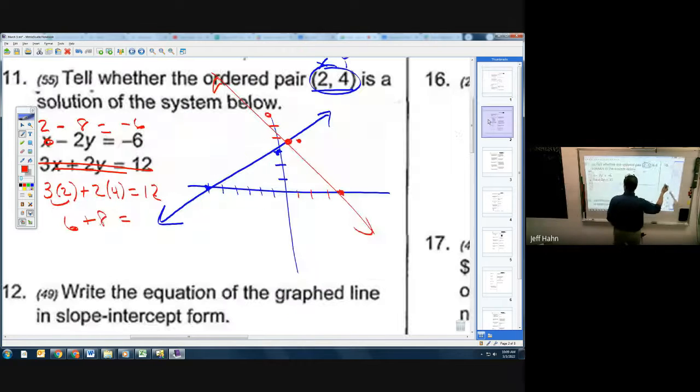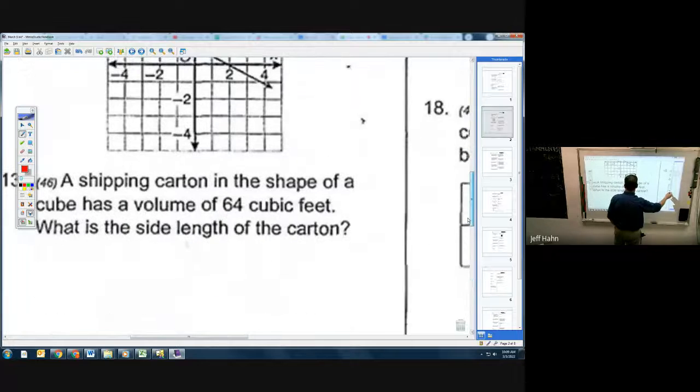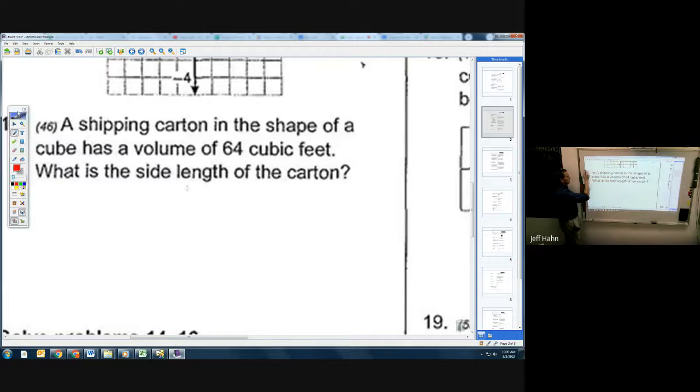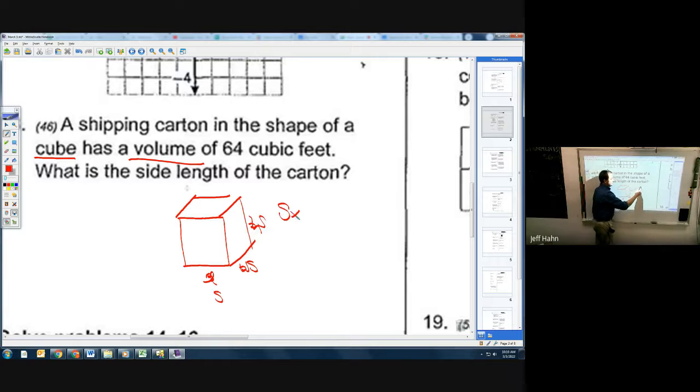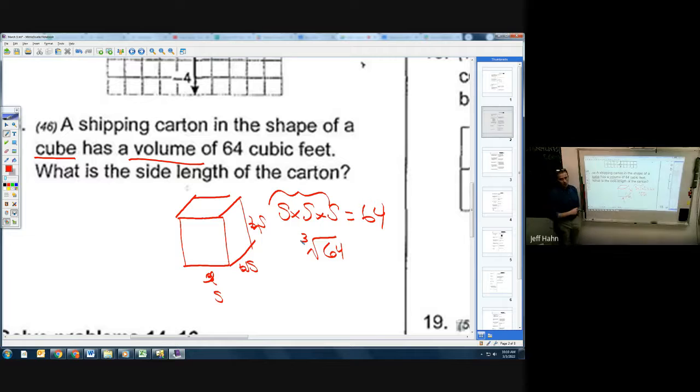Number 13. I love 13. Keywords here would be cube. What is a cube? All sides are equal. You've got a cube whose volume is 64. Now, usually when we do volume, we do length times width times height. But for a cube, you wouldn't do that. When you put an L, a W, and an H, that means you're thinking those are all different numbers. Well, if it's a cube, they're all the same. So we usually just put side, side, and side. Side times side times side equals 64. What number times itself three times gives you 64? Which is nothing more than, in reality, the cube root of 64.